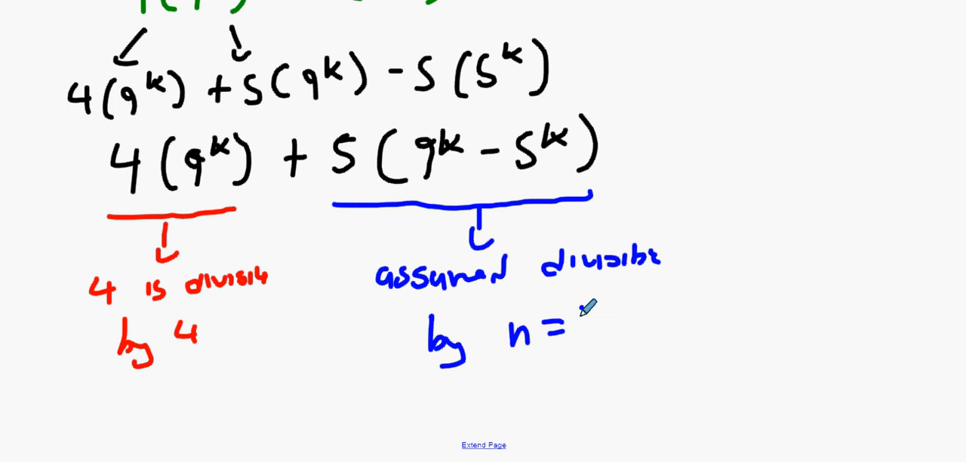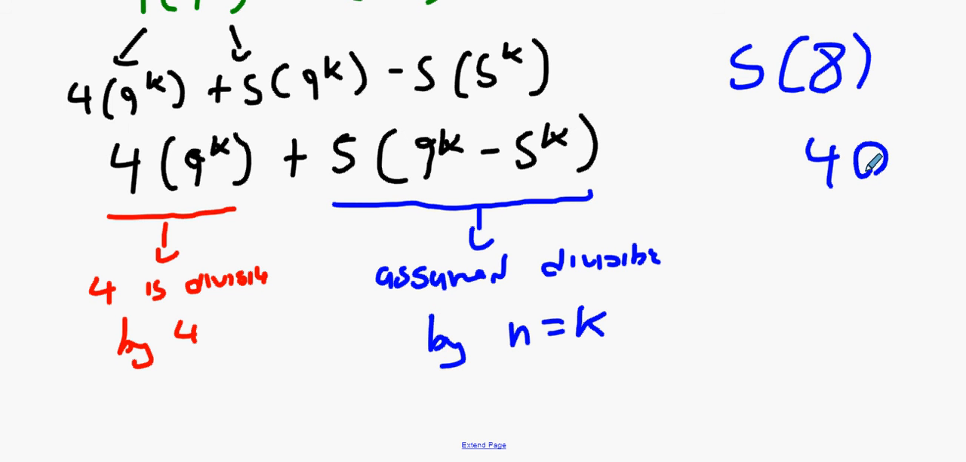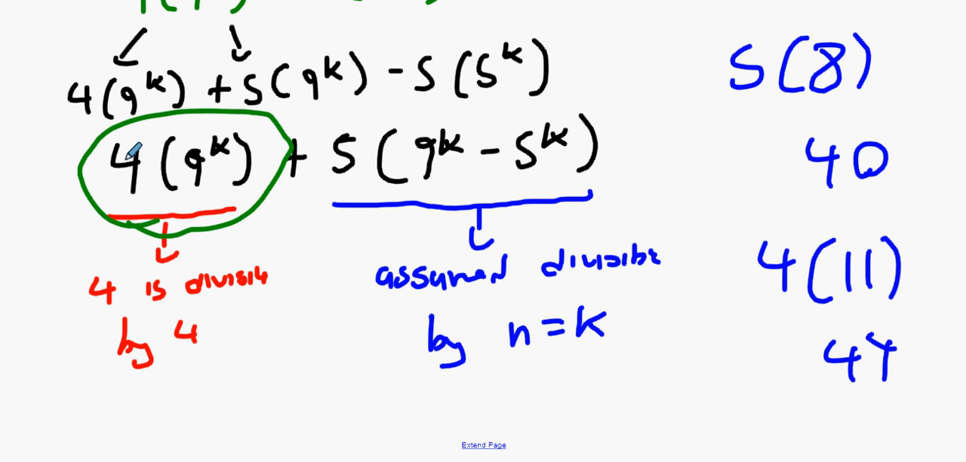Assume divisible by 4 for n equals k. So 5 multiplied by any number that is divisible by 4 will result in a number that's divisible by 4. 4 times any number will result in a number that's also divisible by 4. So basically this red section is covered because 4 times any number results in a number that's divisible by 4, and this blue section is covered because 5 times any number that's divisible by 4 will result in a number that's divisible by 4. Charlie? Are you giving marks for a little writing at the end? Yeah, absolutely.